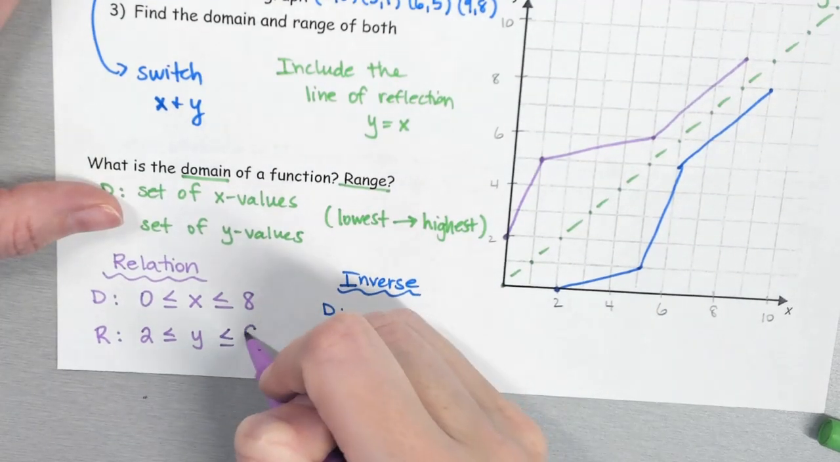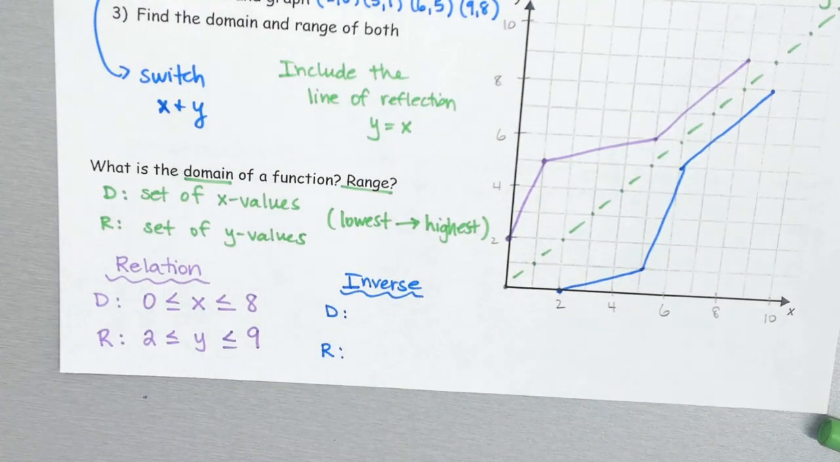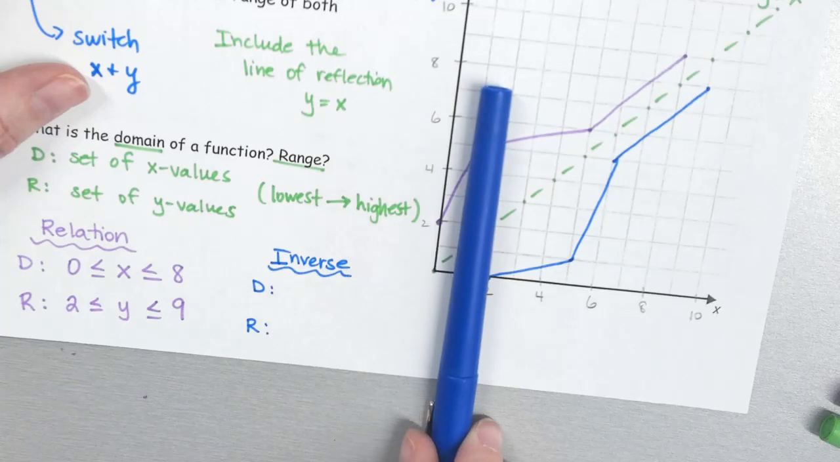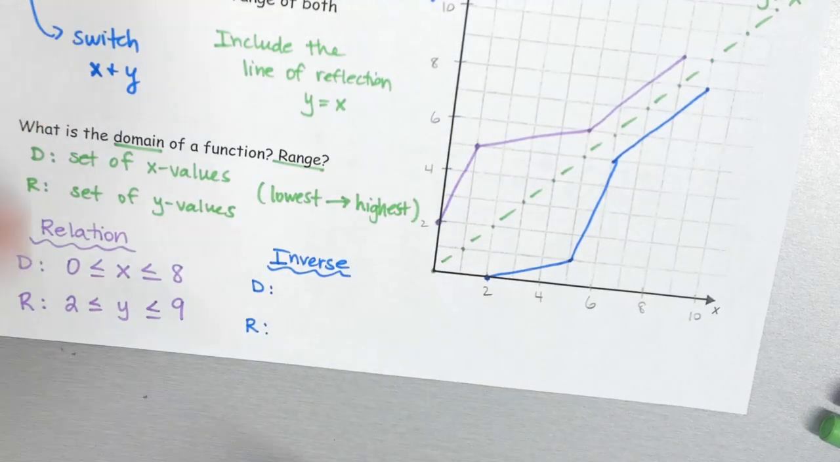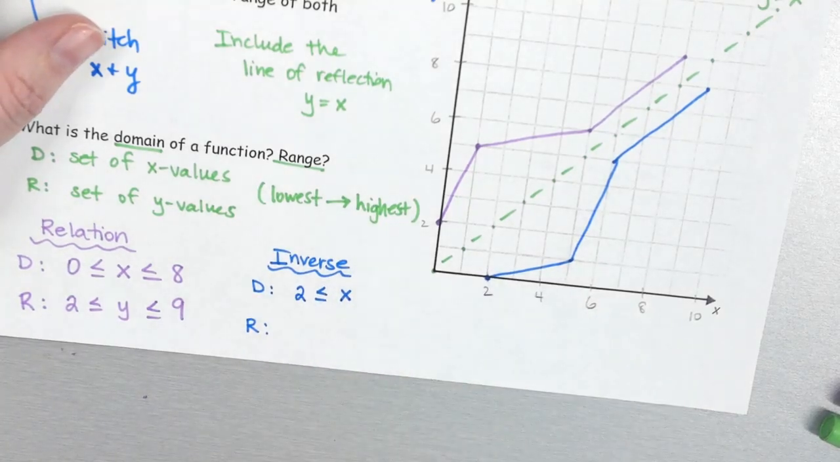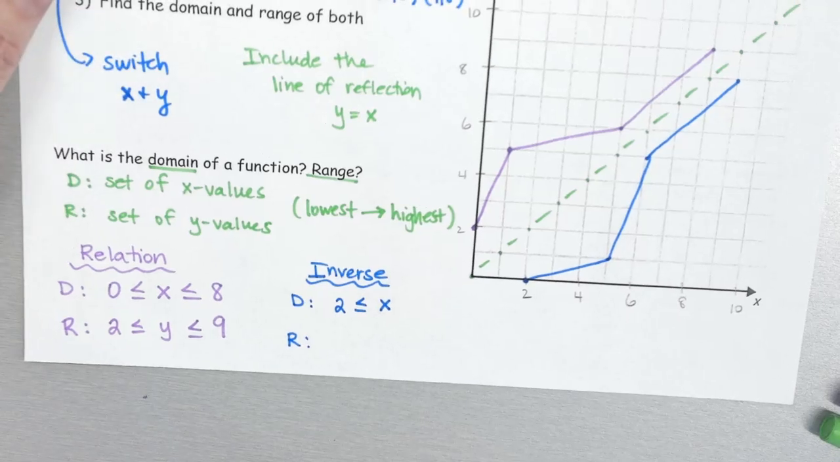Okay, and then again, with the inverse, you can either look at the graph or you can look at your points. So when you're looking at the x values, you just have to correlate that to the x. This one happens to be the x-intercept. So the lowest value was 2. What was the highest value? 9.